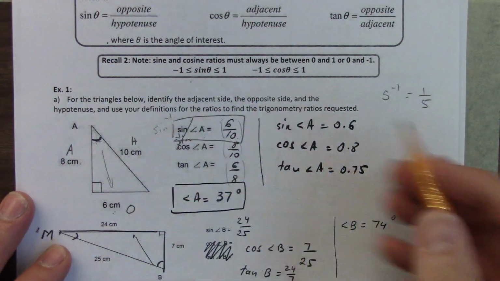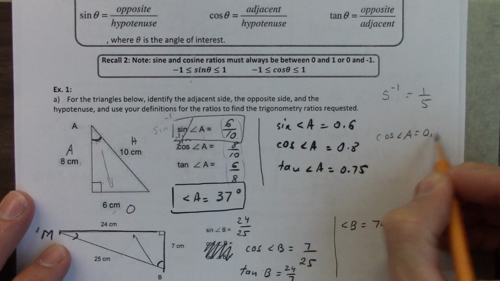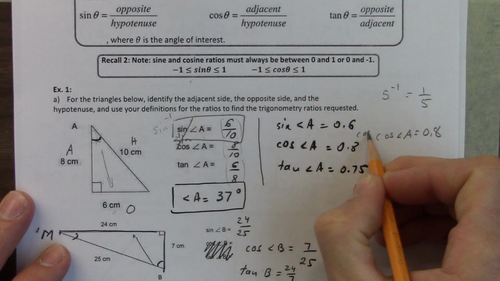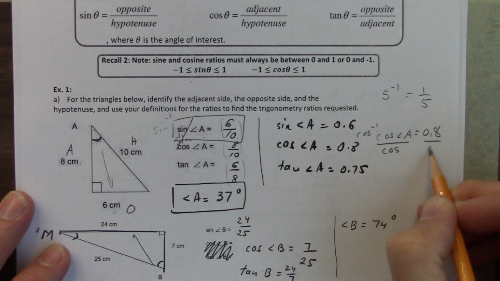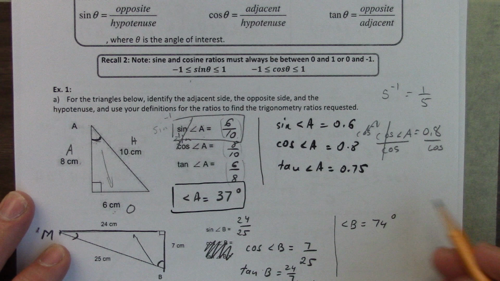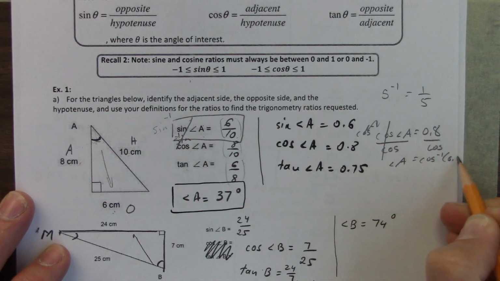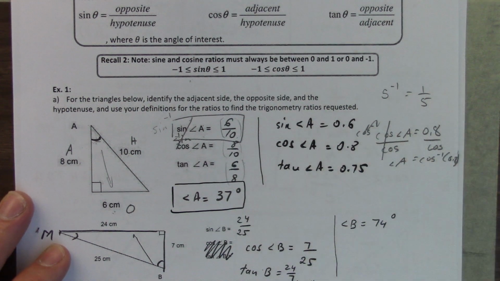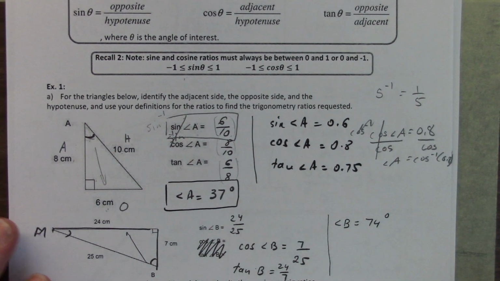Yeah, so for this one, cos angle A is equal to 0.8. If you do cos -1, it's the same as saying this over cos, right? This over cos. Right? So you're canceling these coses out. You get angle A. And then what you're left with is cos -1 of 0.8. Okay? You get it? Good.